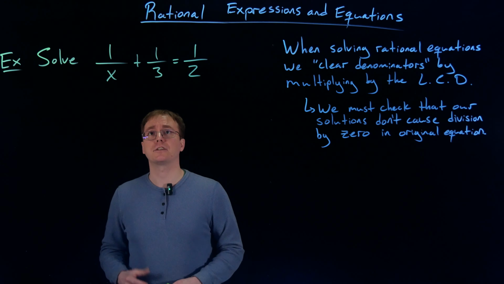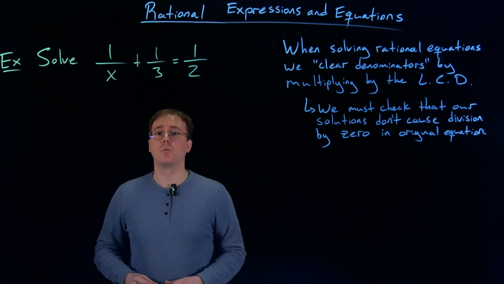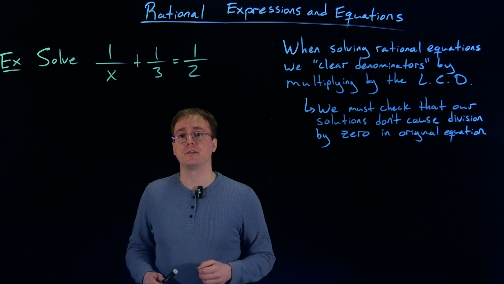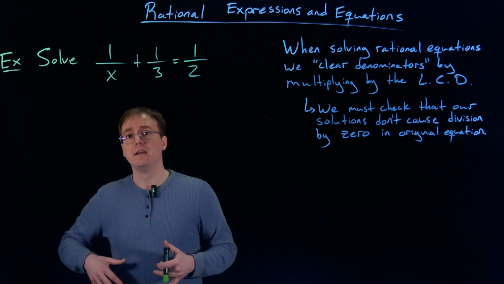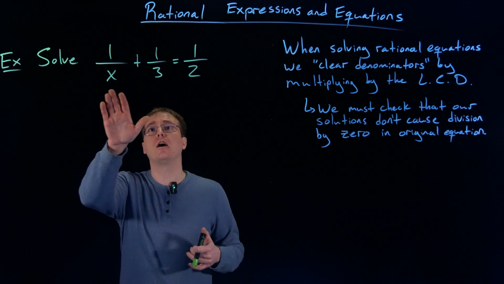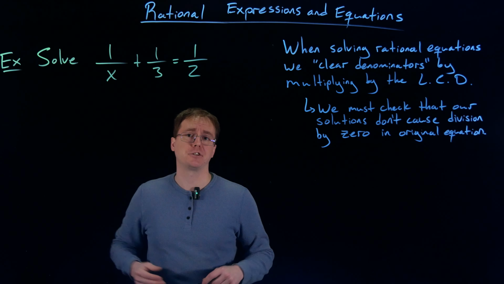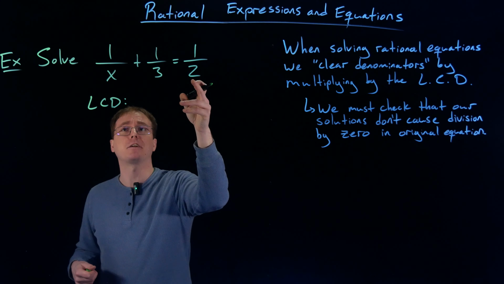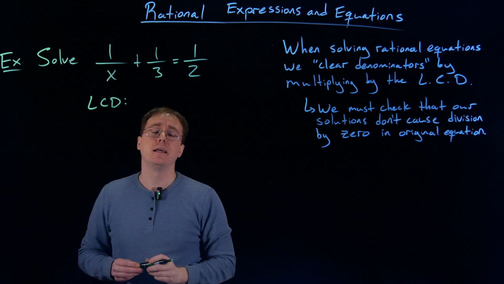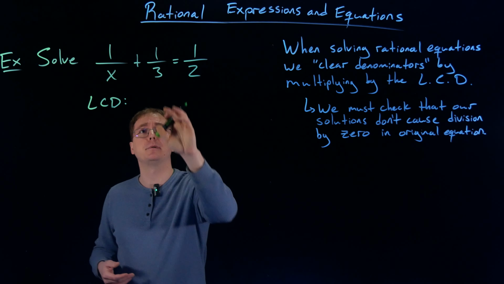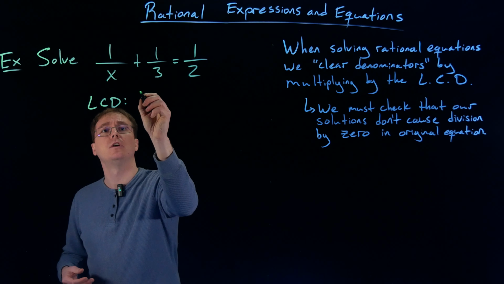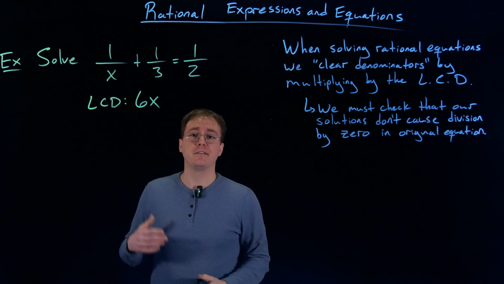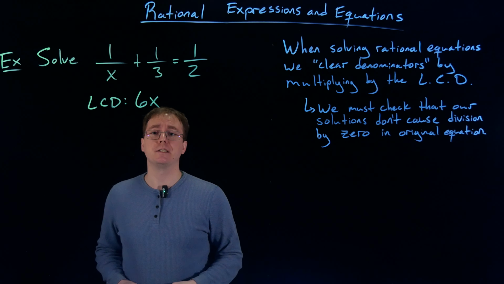We have 1 over x plus 1 over 3 is equal to 1 over 2. The first thing we have to do is find a least common denominator. That is the expression that involves all the unique factors of the denominators involved and no extra factors. We can see that our LCD is going to have a factor of 3, a factor of 2, and a factor of x. So our LCD is going to be 3 times 2 times x, or 6 times x. All right, so now we've identified that our least common denominator, or LCD, is 6x.